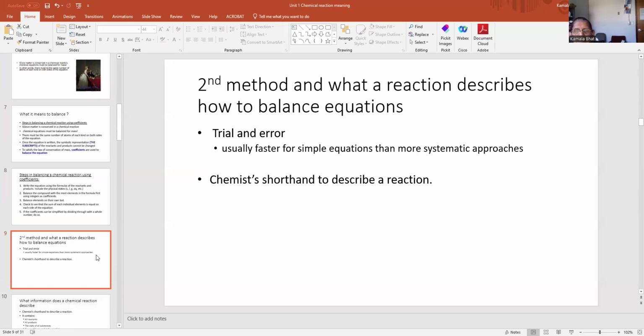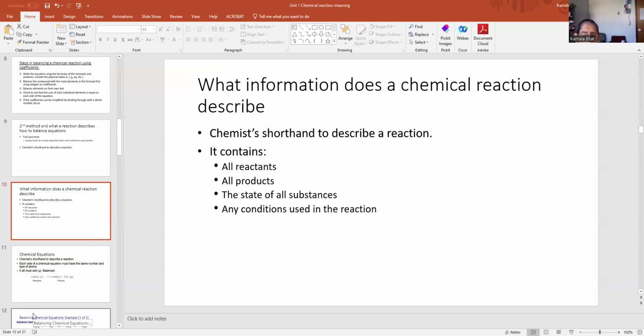The second method is, of course, a trial and error method, and usually faster for simpler equations than for more systematic approaches. But you have to remember that a chemical reaction is a chemist's shorthand to describe a change.